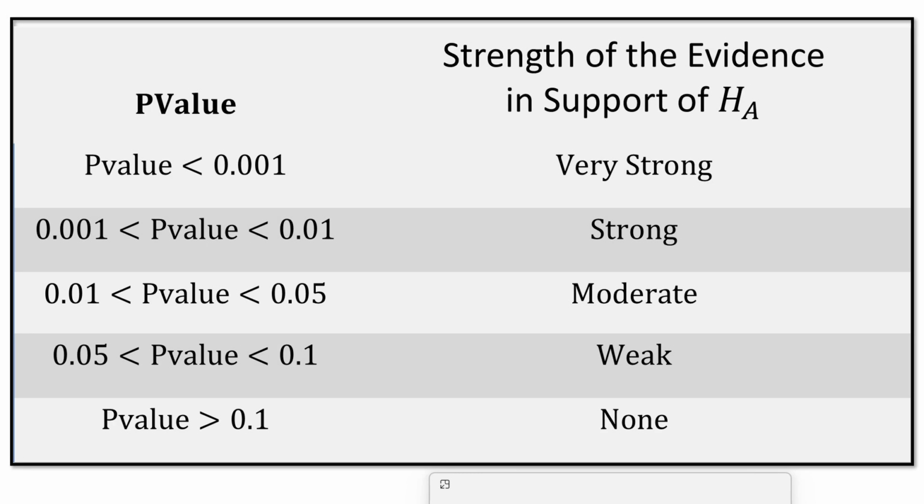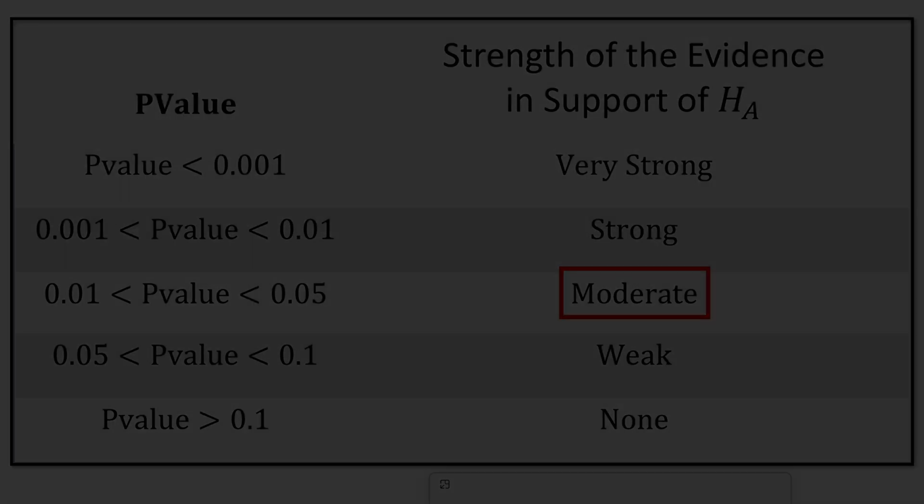So what's the strength of the evidence? That p-value falls into the moderate range. It's more than 1%, but it is less than 5%. So the strength of the evidence supporting the alternative hypothesis is moderate.